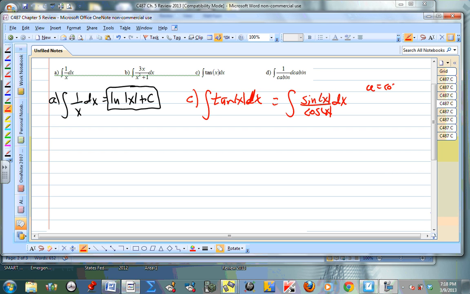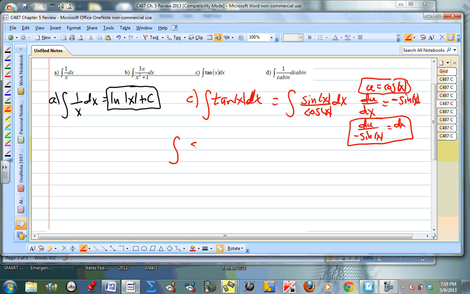Let's let u equal cosine of x. Then du/dx is going to be the opposite of sine of x. du divided by the opposite of sine of x is going to be dx. So we have a u, we have a dx, and we'll get to work. Substitution will give us sine of x over u times du over the opposite of sine of x. Well, we're in business. You see that sine of x divided by sine of x eliminate each other.